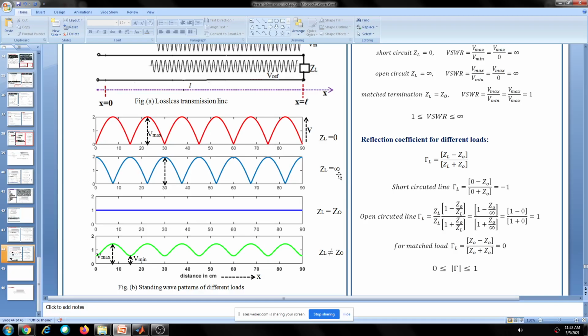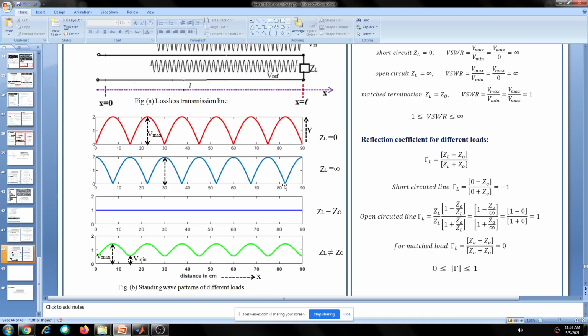If you connect a load with ZL equal to infinity, the maxima is at the load point. The voltage is maximum for the open circuit, so it is maximum here, and it decreases and reaches the minimum value here. You can see it is opposite to the ZL equal to 0 pattern, where the minima is at the load and the maxima is at a distance of lambda by 4. But in this case, ZL equal to infinity, the maxima is at the load point and the minima is at a distance of lambda by 4, from here to here.